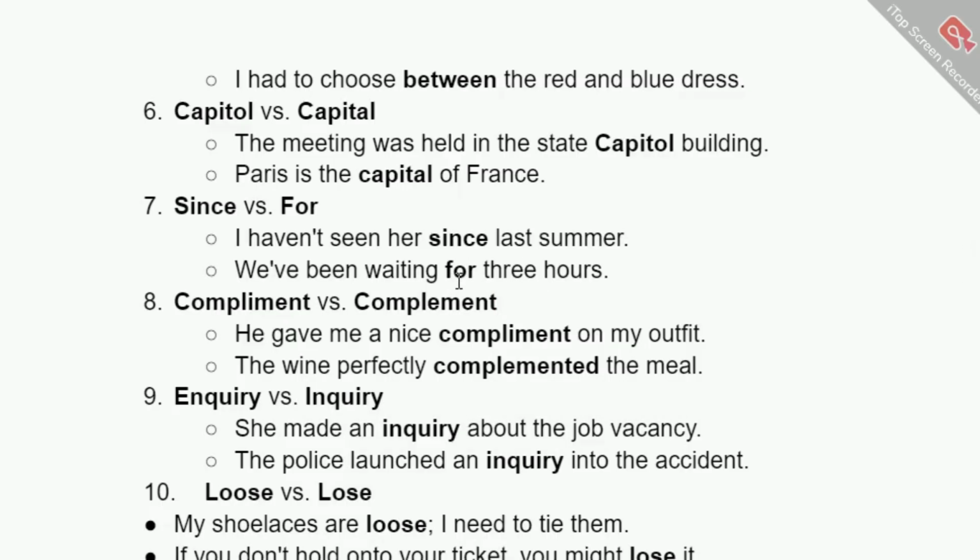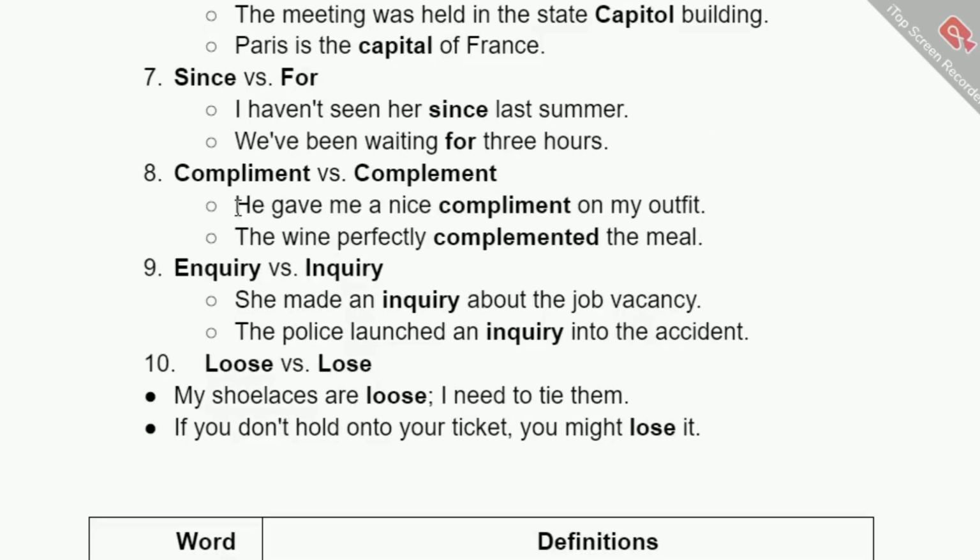Now compliment versus complement, which we have just discussed above. Compliment with I is a polite expression of praise, to praise someone. And complement with E is something that completes or enhances something else. For example, he gave me a nice compliment on my outfit. Here, the wine perfectly complemented the meal.